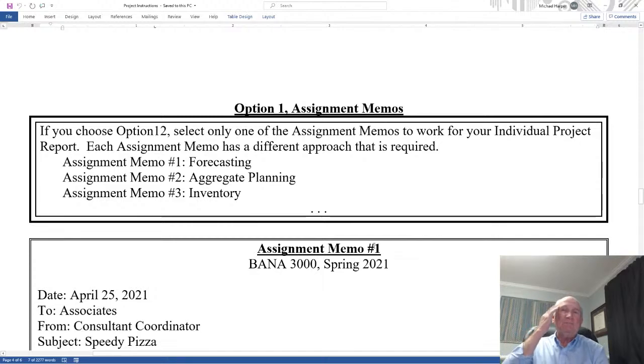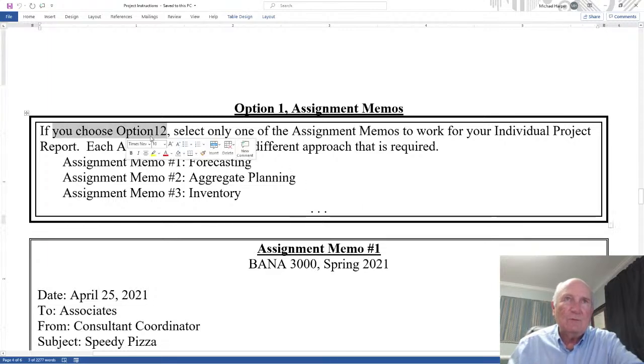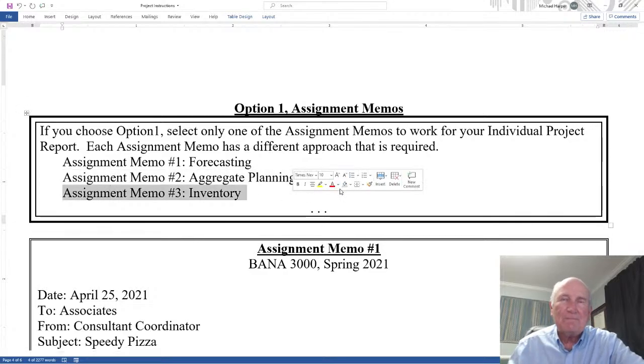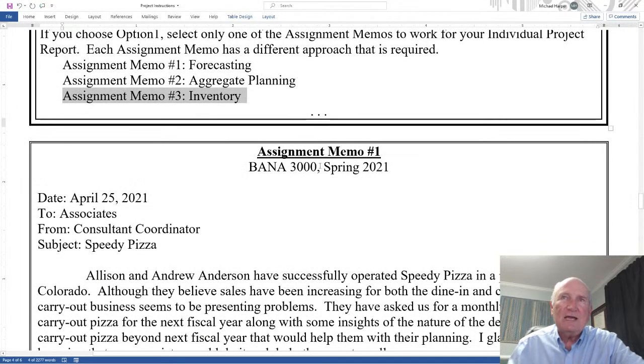Okay, for option 1, let's go through some of these a little bit. Should you choose option 1, select only one of the assignment memos to work for your individual project report. The first one's forecasting, the second one's aggregate planning, the third one's inventory. Okay, so assignment memo number 1.